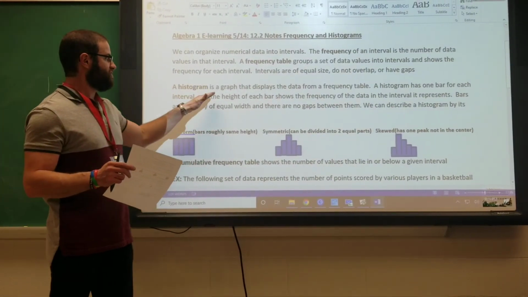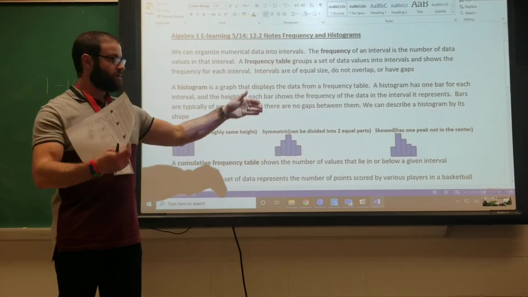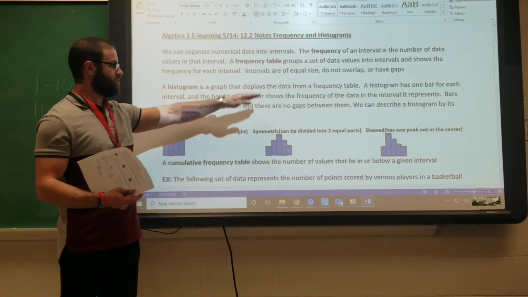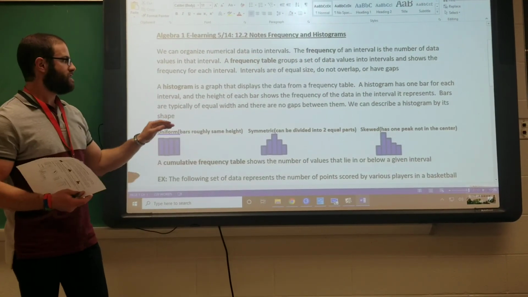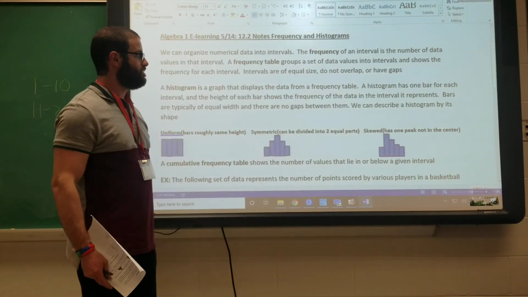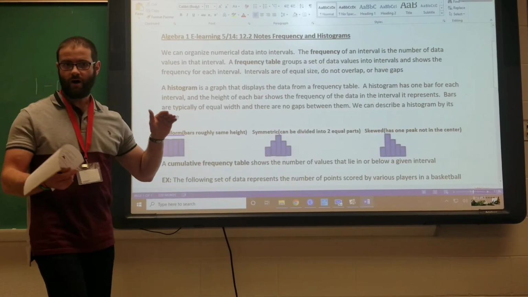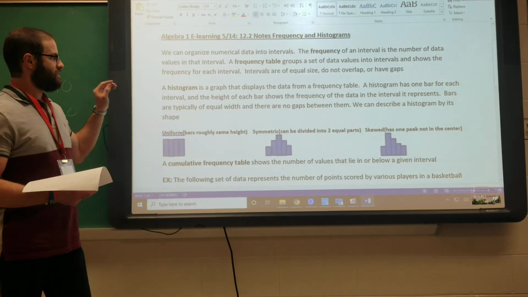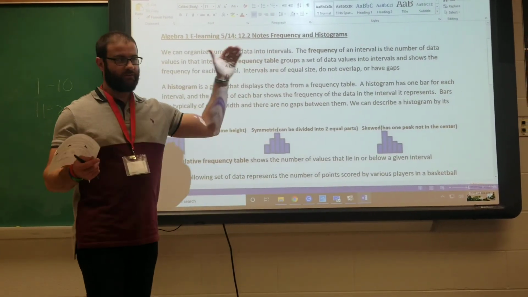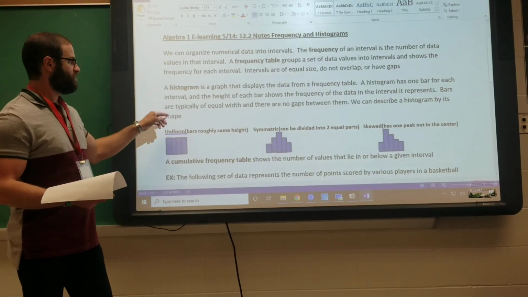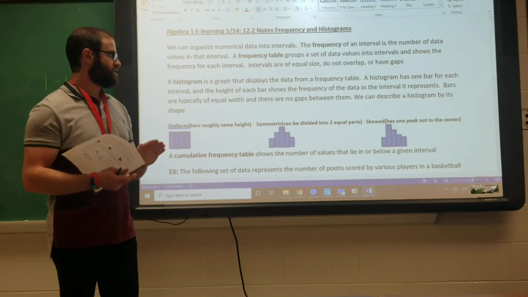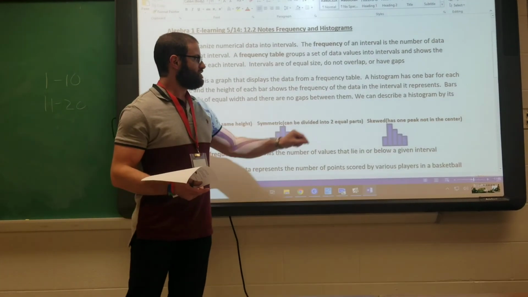A histogram is actually a visual of frequency. We can take a frequency table and put it into a visual format. So it's basically a graph that displays the data from a frequency table. A histogram has one bar for each interval, and the height of each bar shows the frequency of the data in the interval it represents. Bars are typically of equal width, and there are no gaps between them.